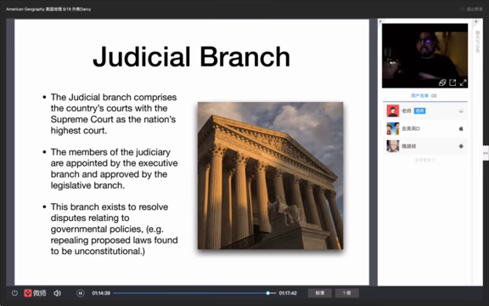This is part of the checks and balances system, the regulation on executive power. They don't want one person, one party to have all of the power. So the power is divided up among all of these houses here, and then you have the two-party members. Sometimes cooperating with each other, most of the time opposing each other, though. This branch exists to resolve disputes relating to governmental policies, repealing proposed laws. So if a law gets passed, the Supreme Court can cancel it.